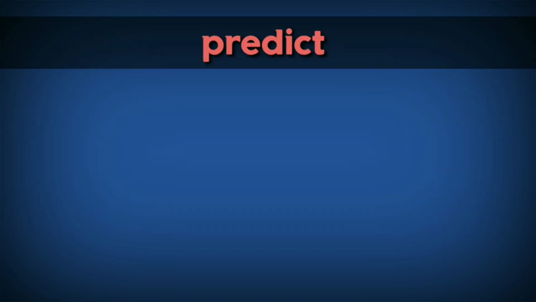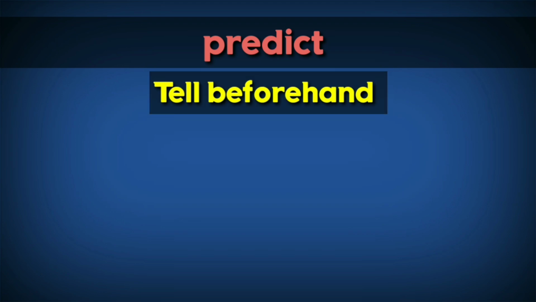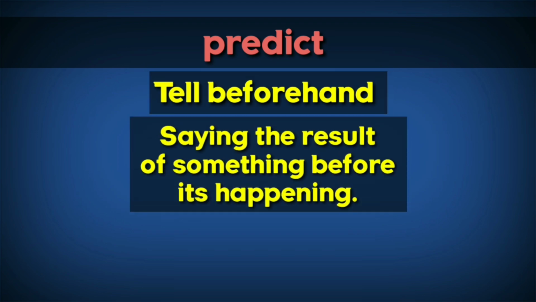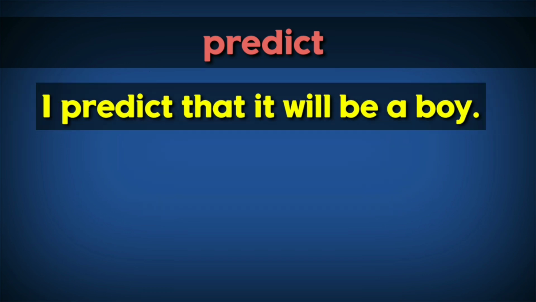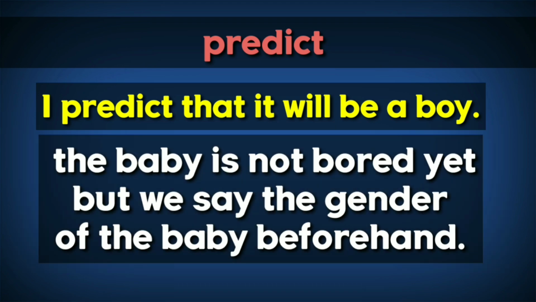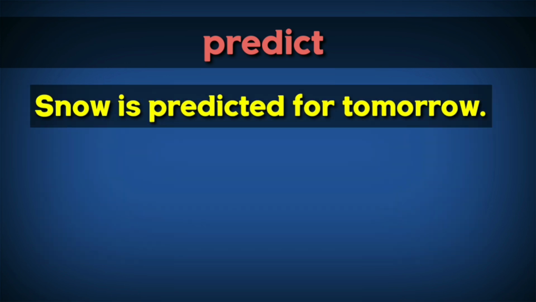Predict. Predict means tell beforehand, or saying the result of something before it's happening. For example, I predict that it will be a boy. It means the baby is not born yet, but we say the gender of the baby beforehand. Snow is predicted for tomorrow.